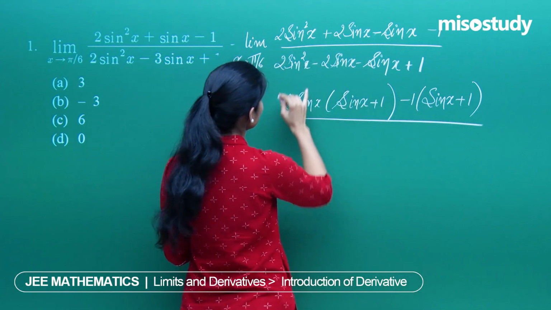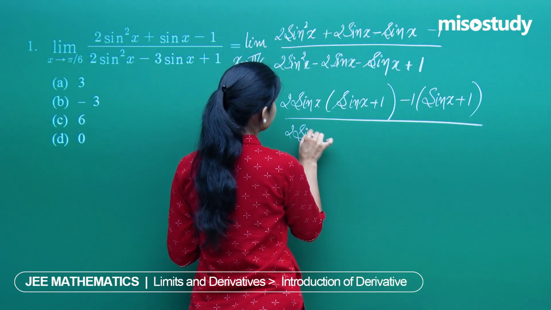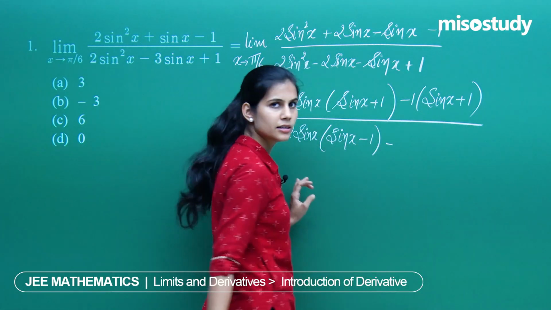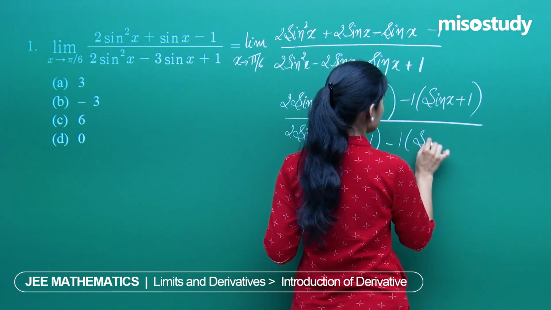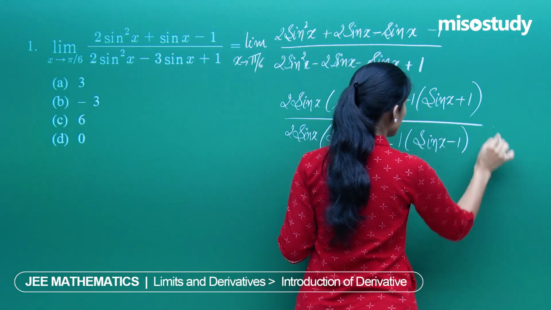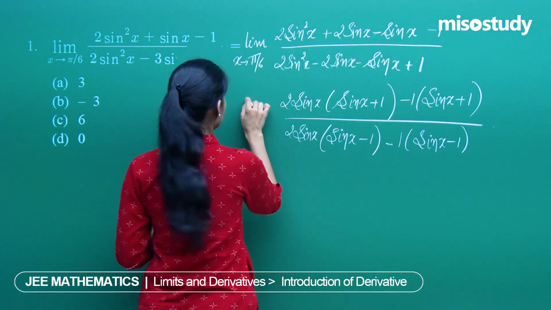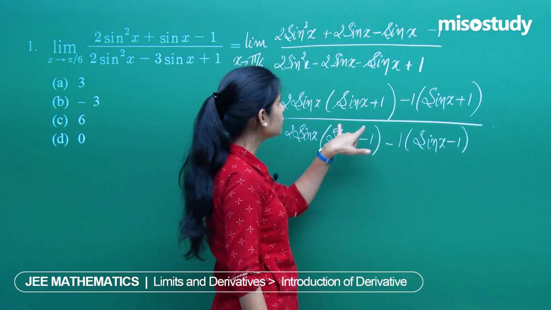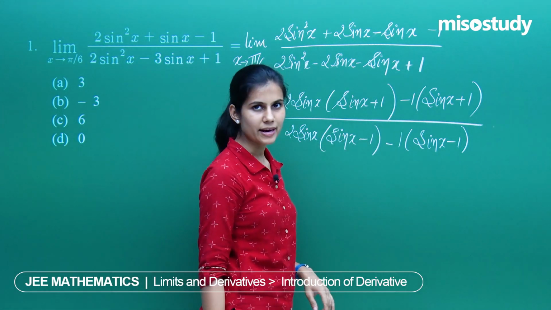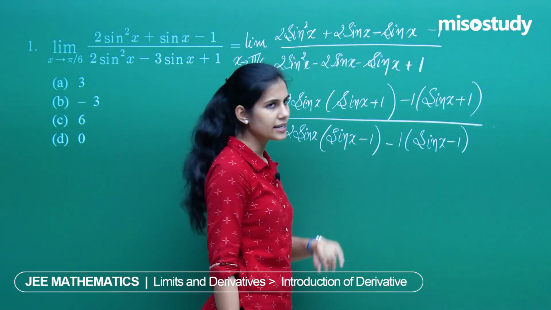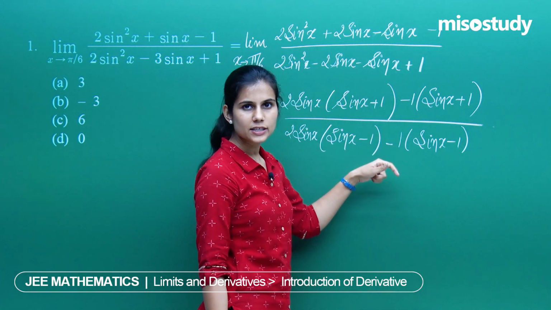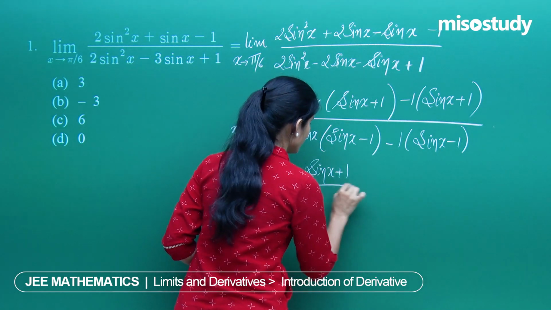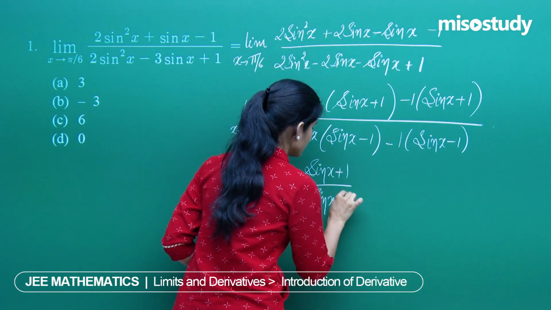In the denominator you have again 2 sine x common, sine x minus 1 minus 1 sine x minus 1, and again limit as x approaches pi by 6. So clearly you can see you have sine x plus 1 into 2 sine x minus 1, sine x minus 1 into 2 sine x minus 1. 2 sine x minus 1 gets cancelled from the numerator and the denominator. You are left with sine x plus 1 upon sine x minus 1.